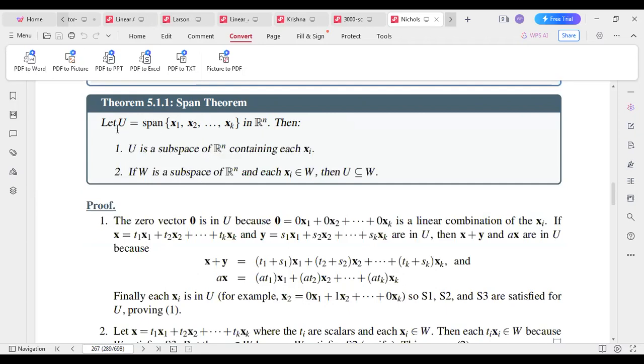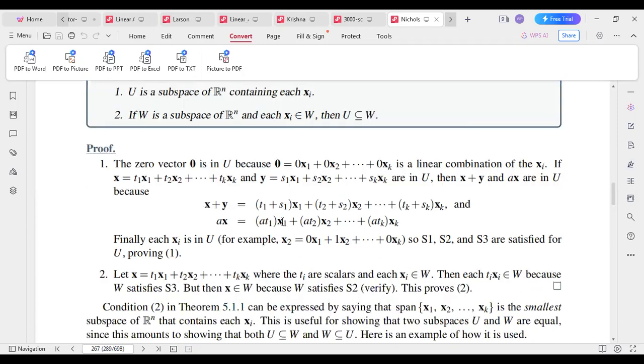Now, the span theorem. Let U equal the span of x1, x2, ..., xk in Rn. Then U is a subspace of Rn containing each xi, and if W is a subspace of Rn containing each xi, then U is contained in W. So this is the proof. The zero vector can be represented as 0 times x1 plus ..., a linear combination of the xi. If x equals t1x1 plus t2x2 plus ... plus tkxk, and y is also in U, then x plus y and scalar multiplication of x are in U. So the closure law and scalar multiplicative law are satisfied. Finally, each xi is in U. For example, x2 can be written as 0x1 plus 1x2 plus and so on.